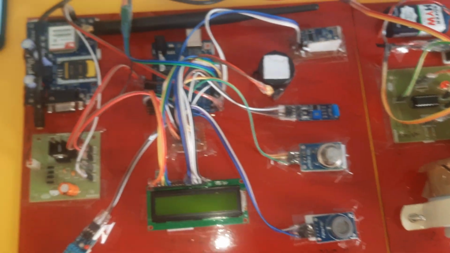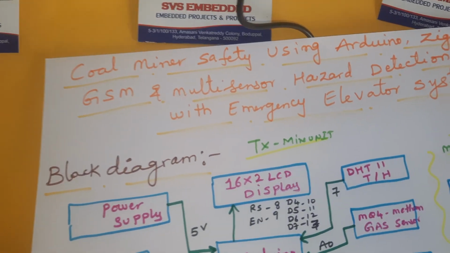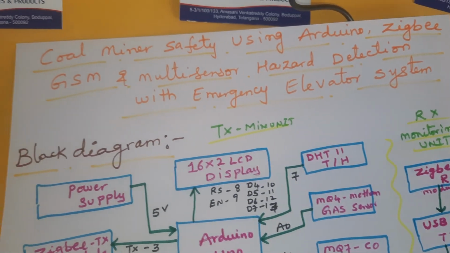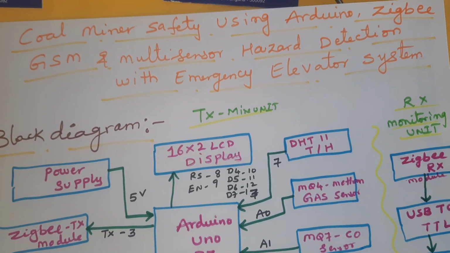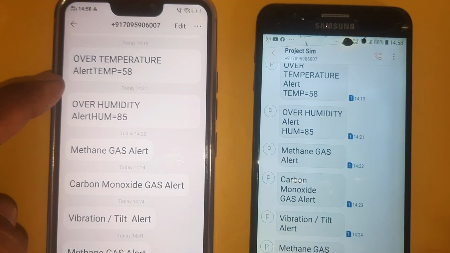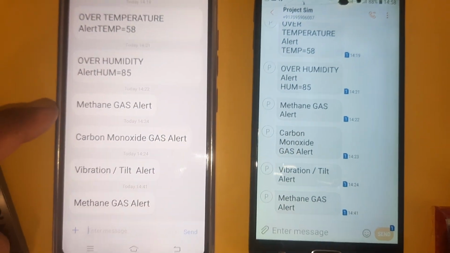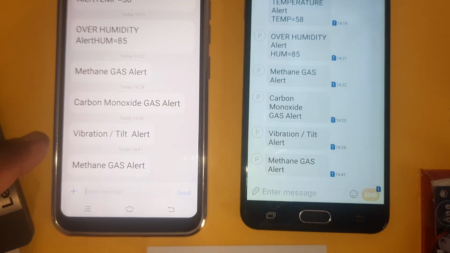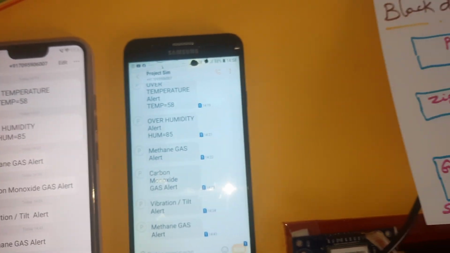The project title is Coal Miner Safety Using Arduino with Zigbee and GSM with Multi-Sensor ADAS Detection with Emergency Alert. So we are getting alerts like over temperature, over humidity, methane gas alert, carbon monoxide alert, and vibration tilt alert.